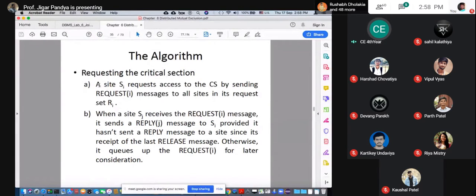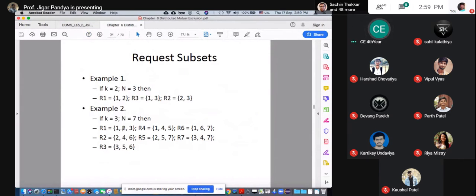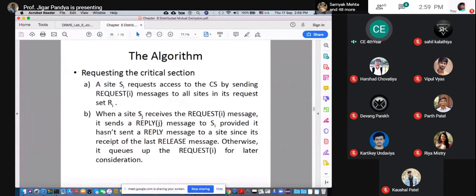Requesting the critical section: a site SI requests access to the CS by sending a request message to all sites in its request set. This request set is nothing but your own quorum. Then, in the example we talked about, when 2 requests 1 and 3, what will 1 and 3 do? So that is site SJ.